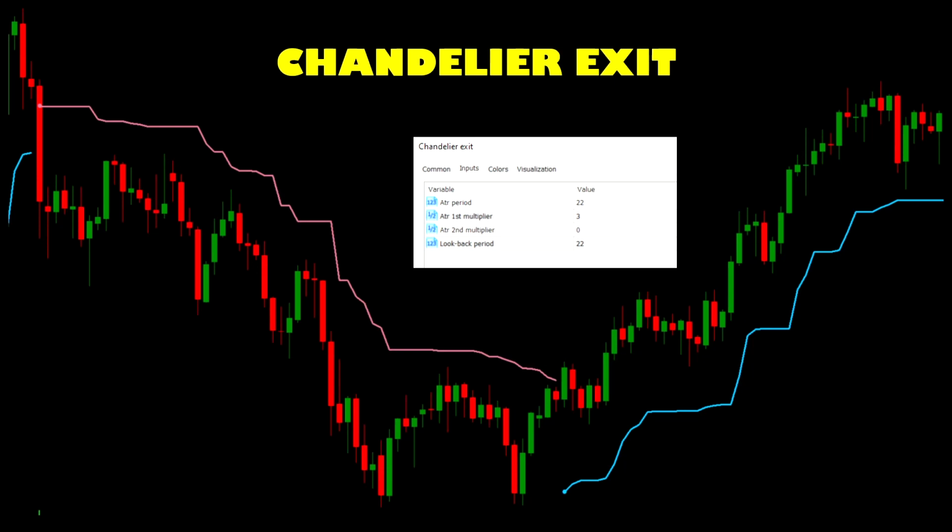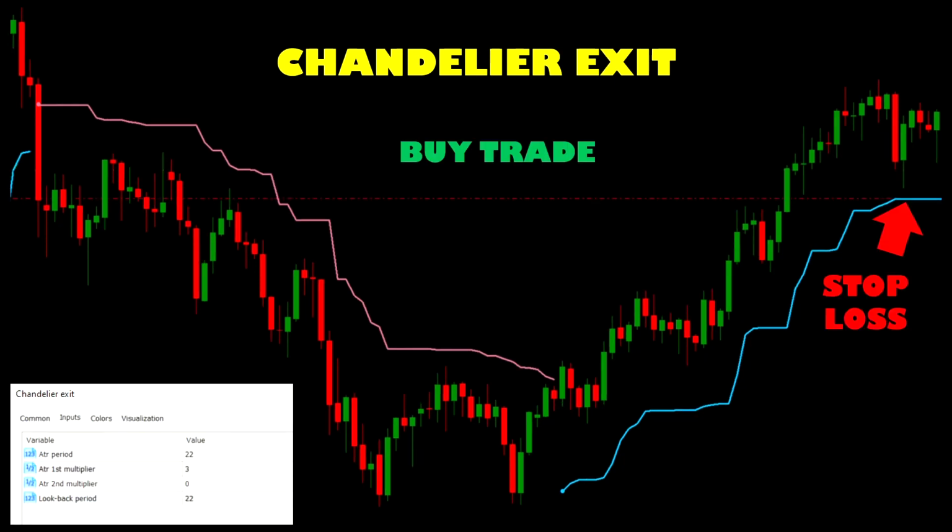So if we'd been in a buy trade for all of that uptrend from the bottom of the blue line, you can see that our stop loss would have trailed that blue line all the way up to where it is now, based on the current price.